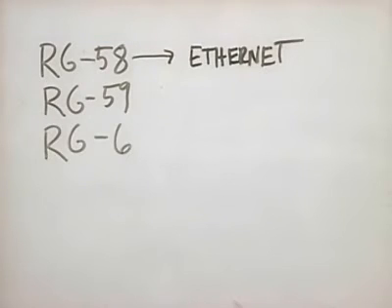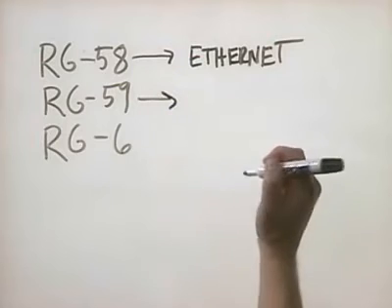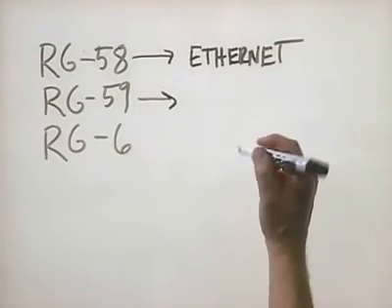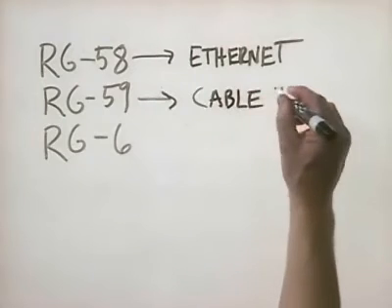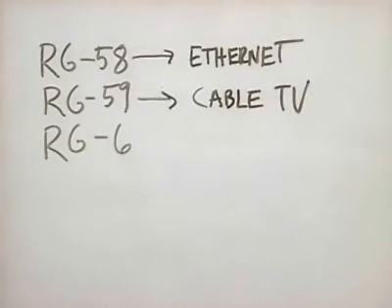The second one is RG59. This one, you're probably already familiar with it and didn't even know. That's used for cable TV. It uses a copper-plated steel central conductor. That in and of itself isn't so bad. The thing that makes it so you can't use it for Ethernet cabling is the fact that the central conductor is designed to have 75 ohms of resistance.